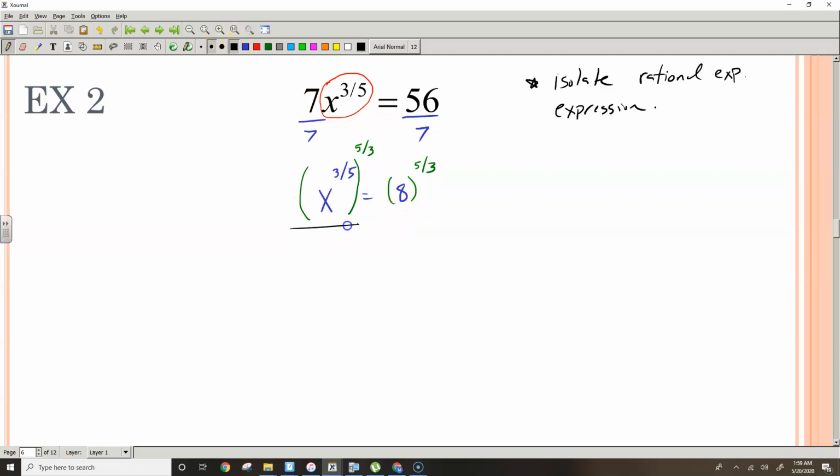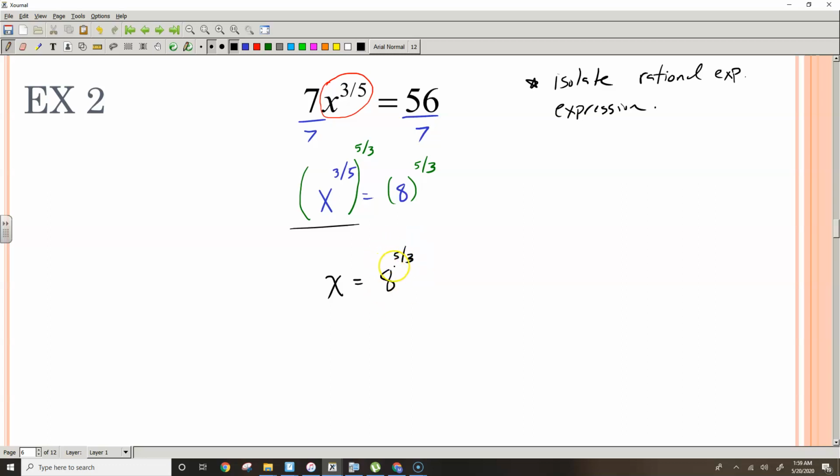And what happens here is that this just becomes x. That's x to the 1 basically. So this is x equals 8 raised to the 5/3. Now you could simply use a calculator and figure out what's 8 to the 5/3, and it's going to give you 32.